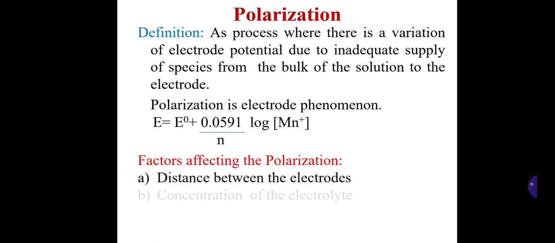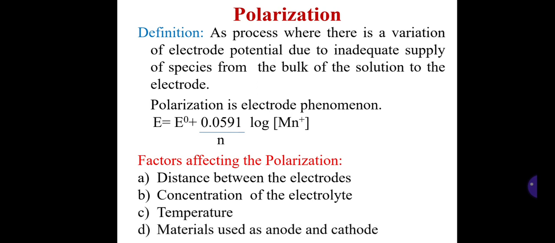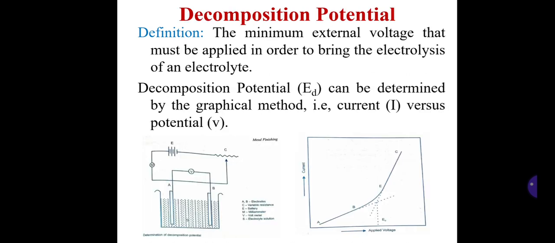Following are some of the factors which are responsible for variation of electrode potential. The first one is distance between the electrodes, concentration of the electrolyte, temperature of the reaction, and materials used as anode and cathode.